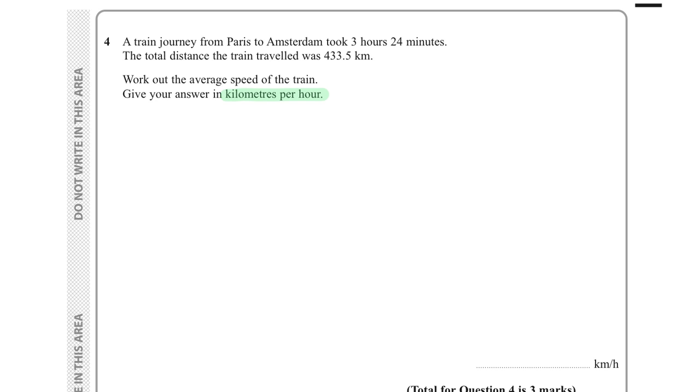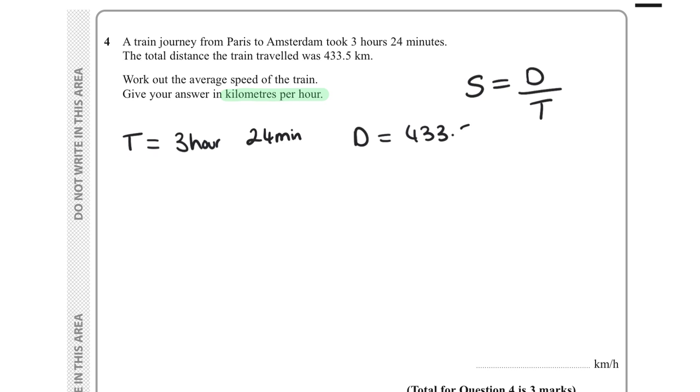So first of all, I've read this question. I've got speed, distance, time. What am I thinking? Speed equals distance over time. I'm going to write that formula down. Now, it's very clearly said that the train journey from Paris to Amsterdam, so we know that time equals 3 hours, 24 minutes. Okay? We know the distance equals 433.5 kilometres. We want to work out the speed.